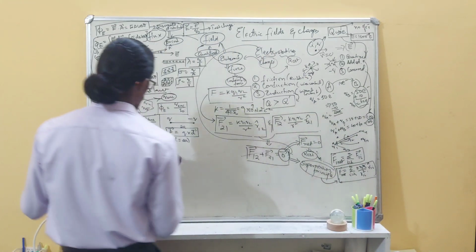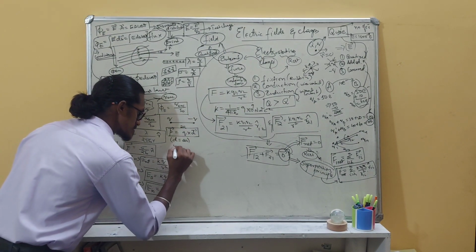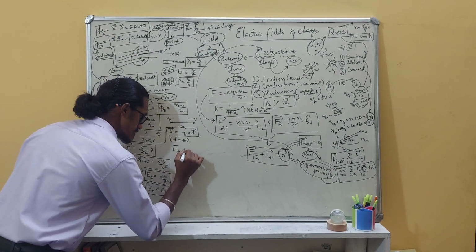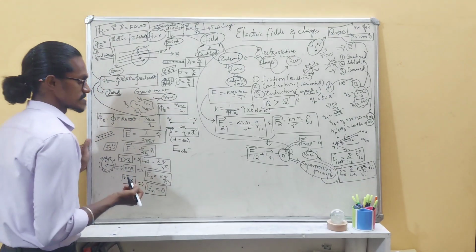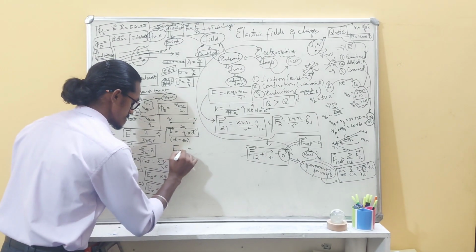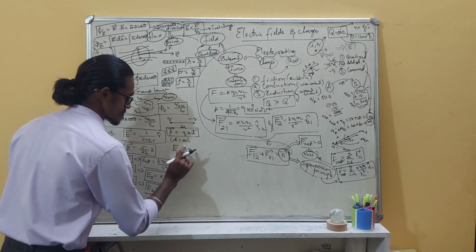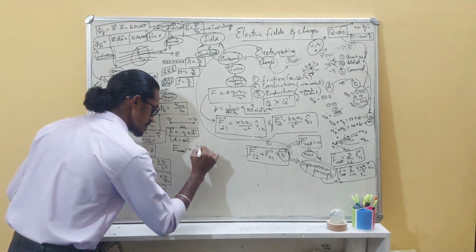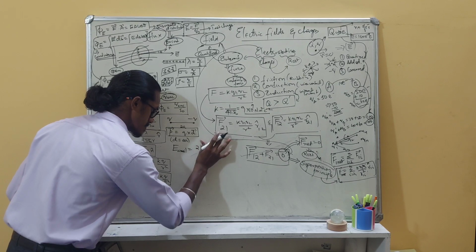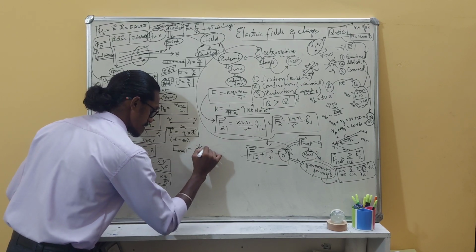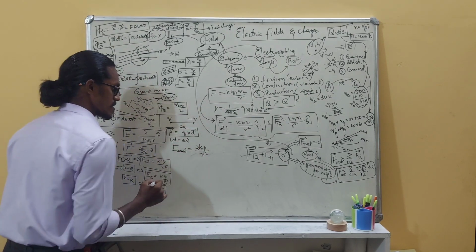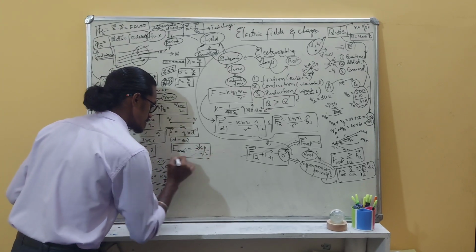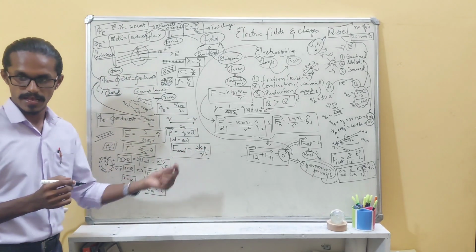It is calculated using the relation E axial is equal to 2kP divided by r cube. So this is your electric field due to the axial line.